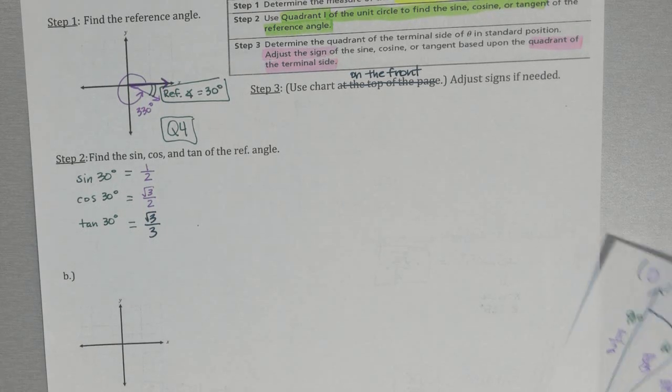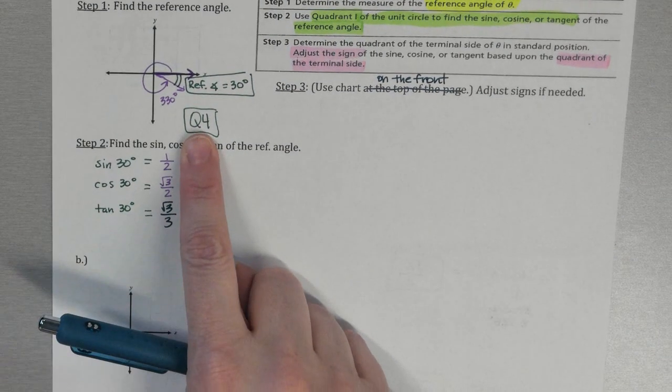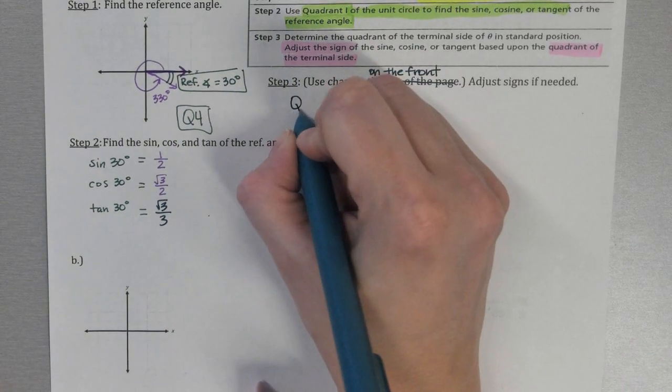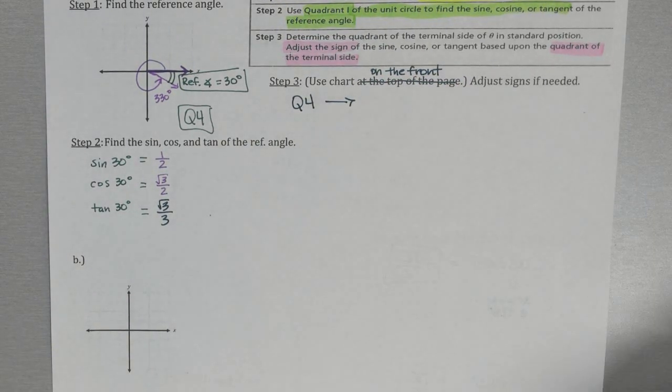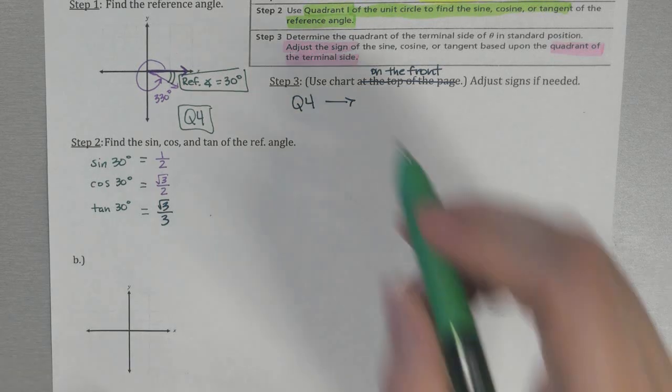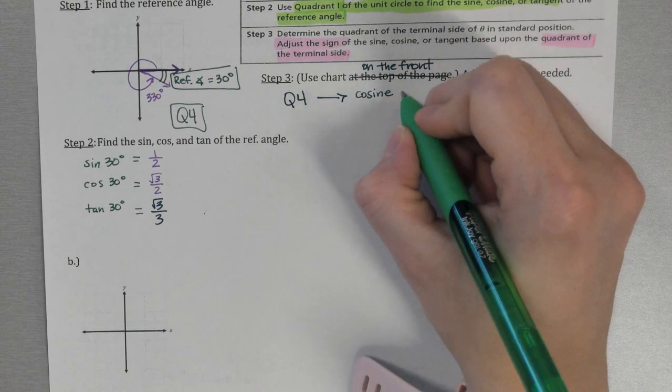Okay, so this is based on the quadrant. So we wrote that this was in quadrant 4. So in quadrant 4, what is positive? Do you guys remember? All Students Take Classes. The cosine is positive. Good. So cosine is positive.